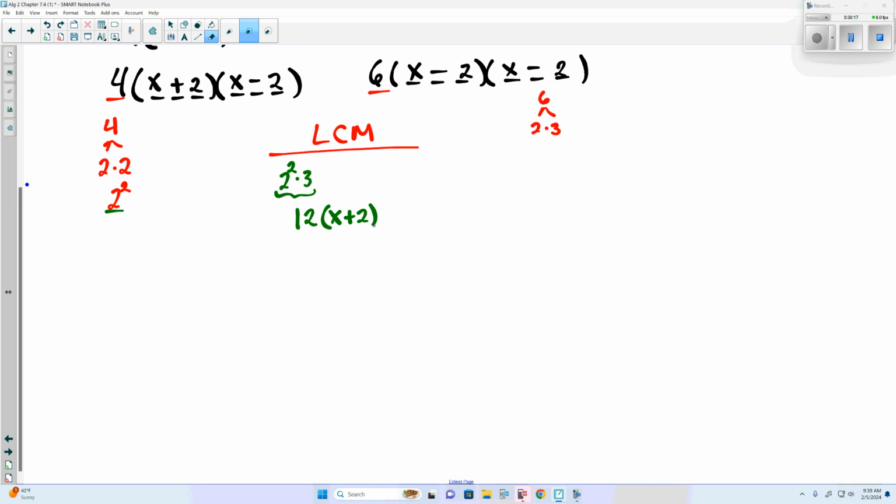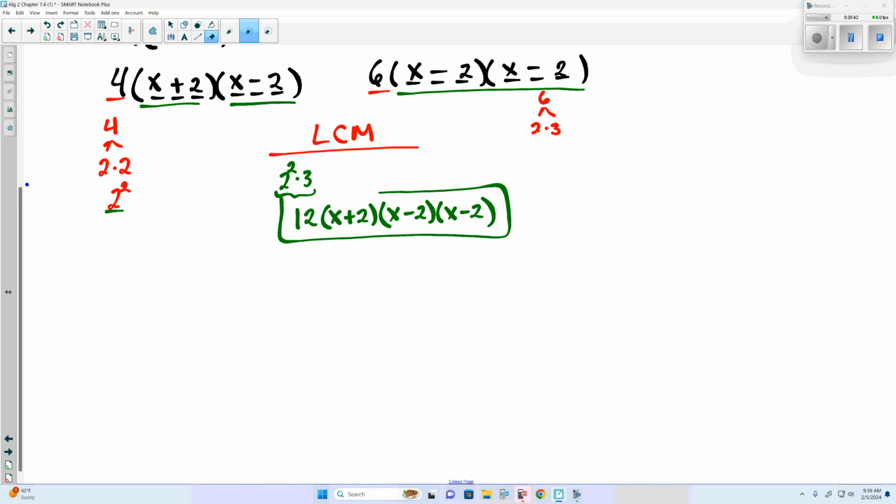Let's move on to the next one, x minus 2. So we did this one, x minus 2. How many do we have on the left? How many do we have on the right? 2, so how many times do we need it? Twice, because again, we take it from whichever one has the most. Since one of them had 1, the other had 2, we take 2. So our least common multiple for these two here is 12 times x plus 2 times x minus 2 times x minus 2.